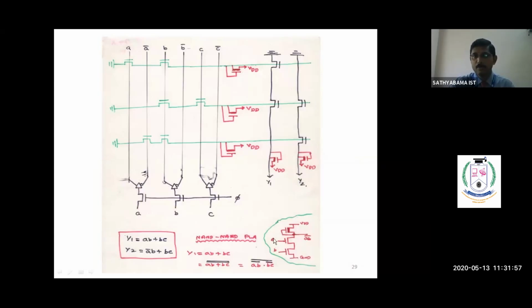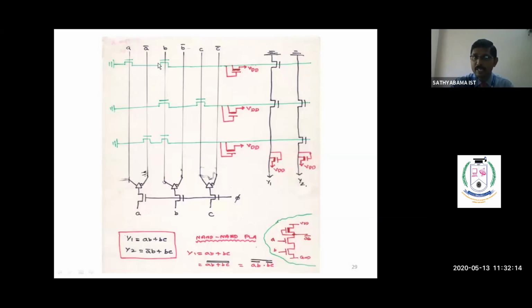For this first case, input is A, other input is B. So this is the line A, and this is the line A bar, B, B bar, C, C bar. Similarly, 6 lines and 2 output lines, 3 horizontal lines. So here the first input is A, so I am making the transistor here. The second input is B, I am making the transistor here.